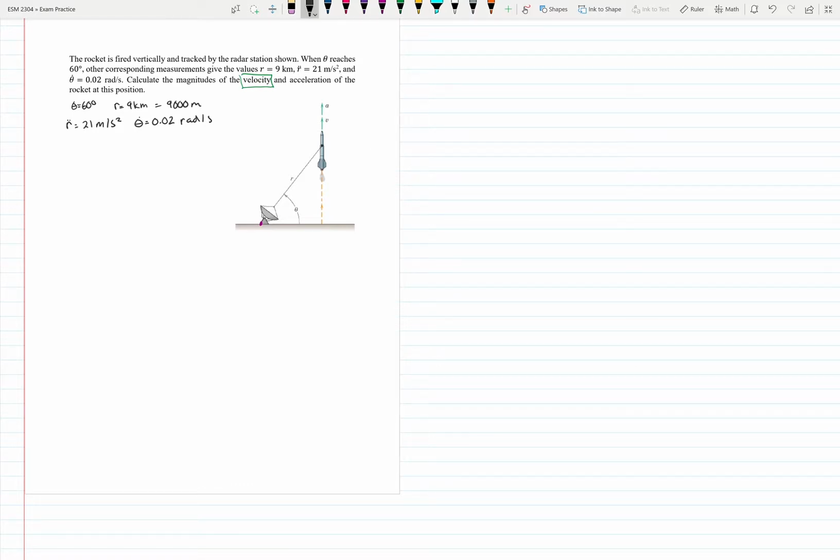So here we have another dynamics problem that requires working in the polar coordinate system. Specifically, we have a satellite that's tracking a rocket, and we want to find out what the velocity and acceleration of the rocket is, given certain values of how the satellite is rotating. So I've already written down all the values that were given, and I've already converted the r radius to meters from kilometers.